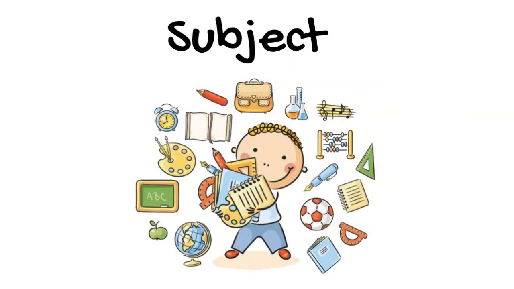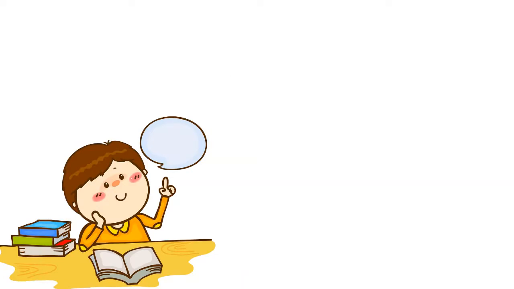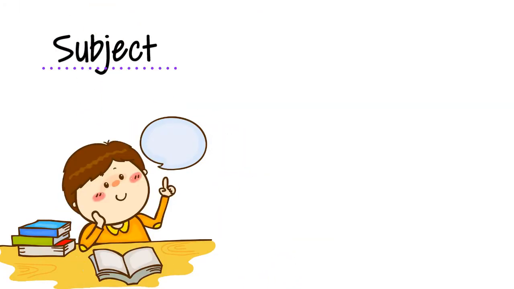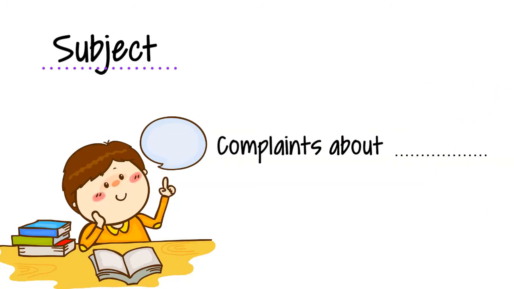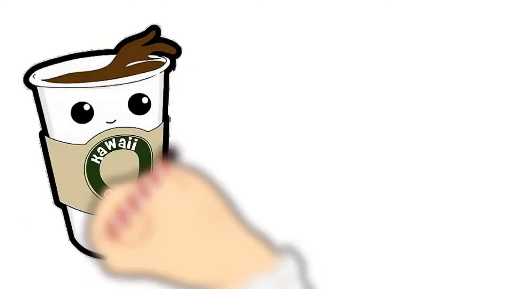Next segment, subject. What is the simplest way to write a subject heading? You can always start off with "Complaints about". After that, you look at the question. What is the general idea your letter of complaint is about?